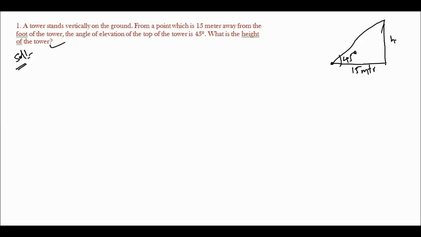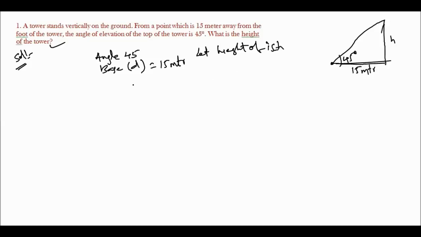We have to find the height of the tower. The angle is 45 degrees and the base, the distance, is 15 meters. Let the height of the tower be h. The distance from the observation point is 15 meters and the angle of elevation is 45 degrees.